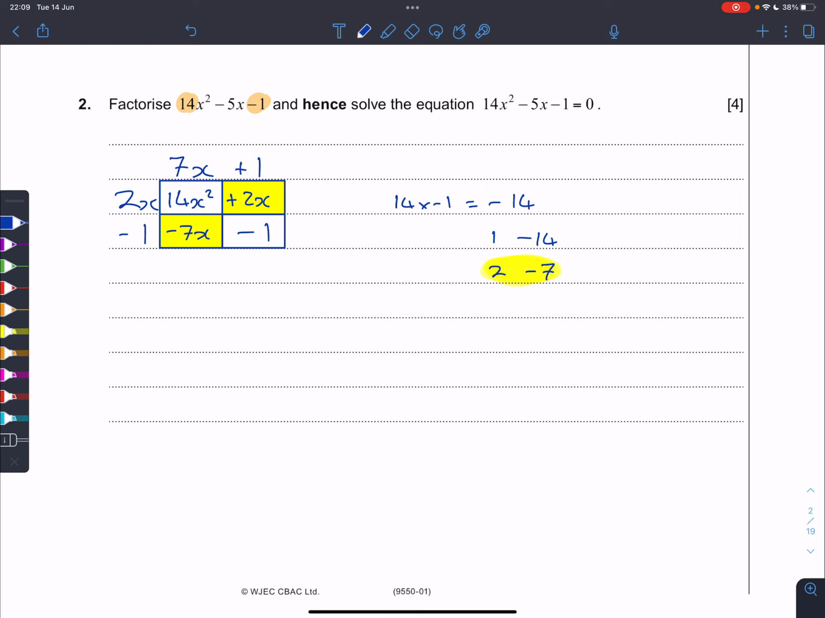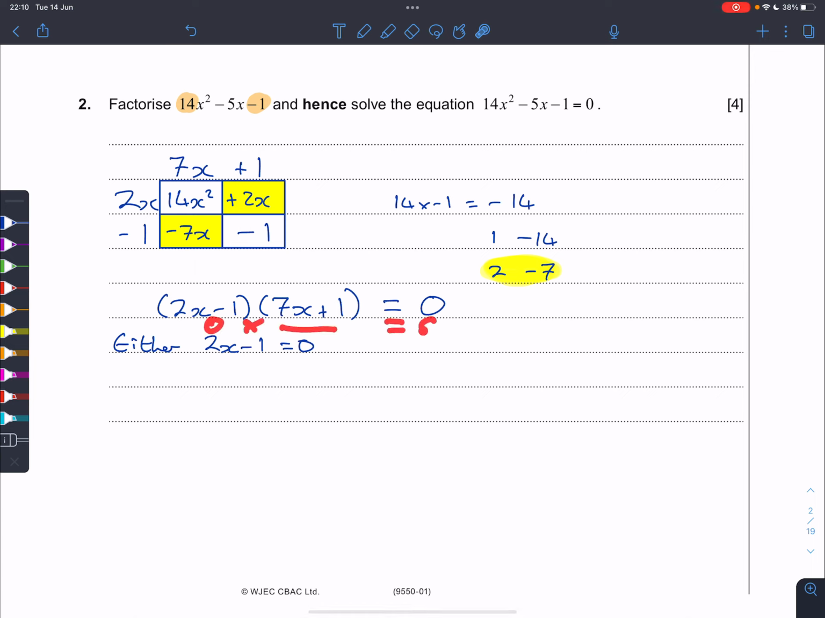So, my factorising is 2x minus 1, 7x plus 1. That's it factorised. Now I can deal with this hence part. So if I put that equal to 0, I can now say that either the 2x minus 1 has to be 0, in which case it will be 0 multiplied by something, which will automatically give me 0, or the other bracket, the 7x plus 1, has to be 0. Because then we'd have something multiplied by 0, which would give me 0.